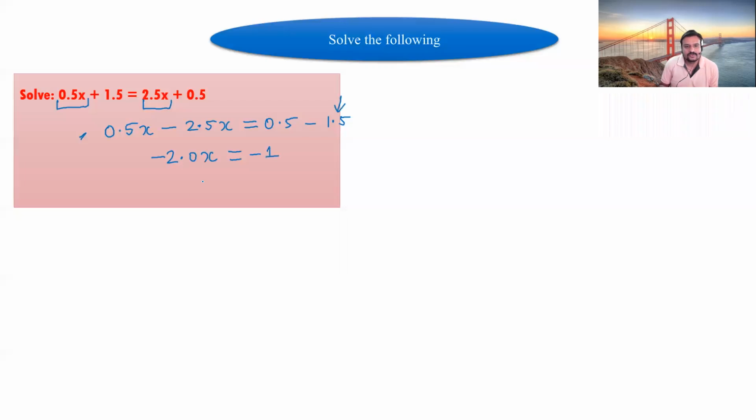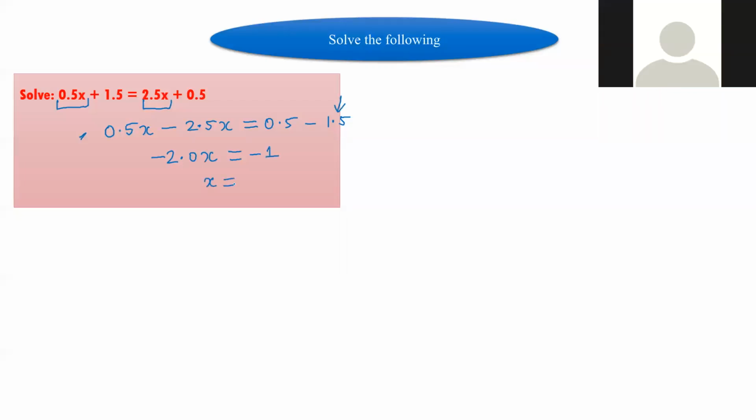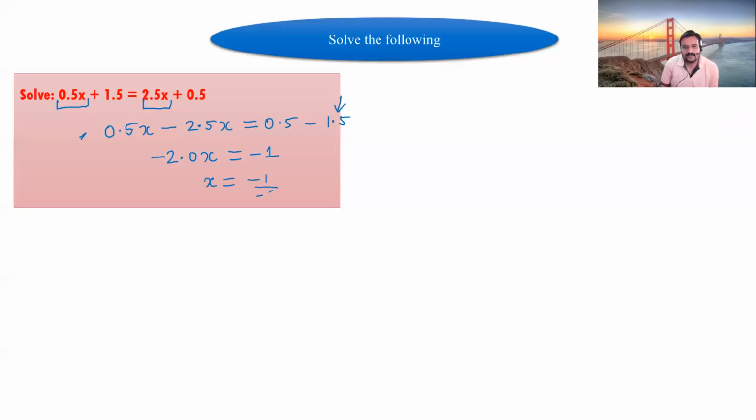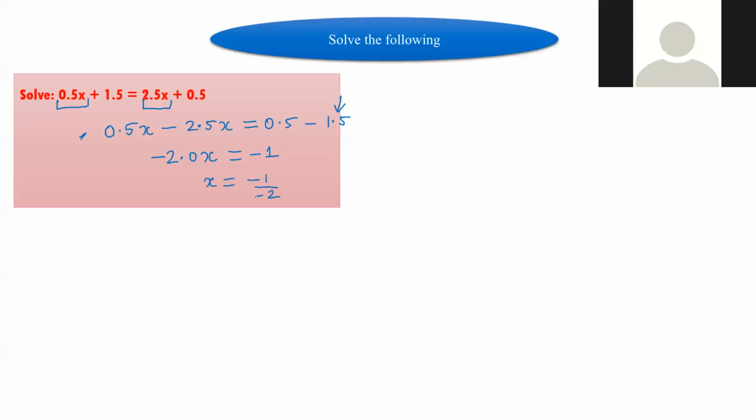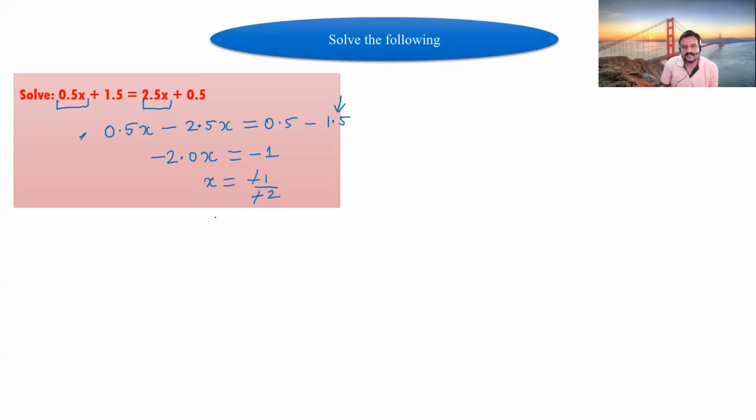तो then x is equal to minus 1 upon minus 2. The minus will get cancelled. So ultimately x will be equal to what? x will be equal to 1 by 2. So what is the value of the unknown variable here? It is 1 by 2. Okay. Is it clear to you? Next one. Who will try the next one?